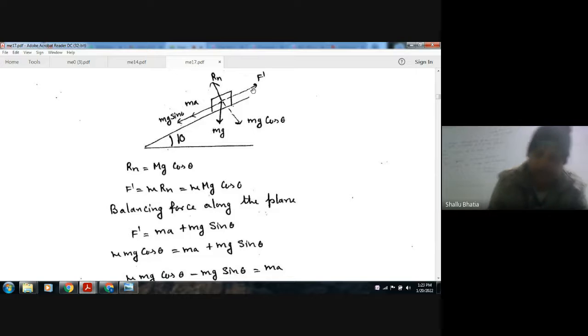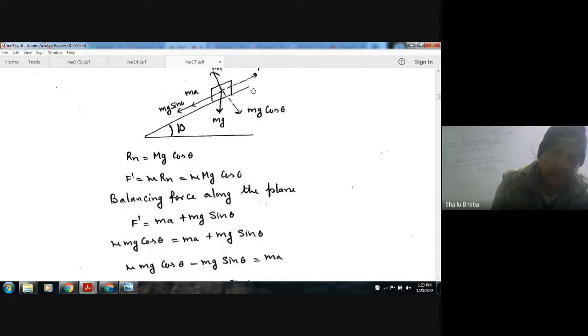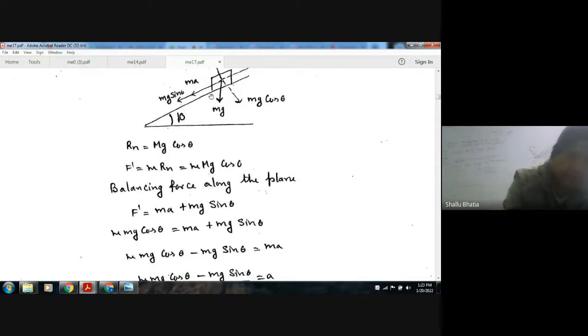Mu Rn is your mu mg cos theta. So this is your force of friction that is preventing its sliding motion. It is balanced by the weight of the crater along this plane, and the acceleration of the crater along this plane. That is, F dash is the force of friction between truck and crater, so that there is no relative velocity of truck and crater.